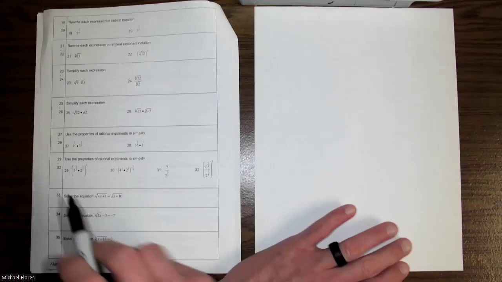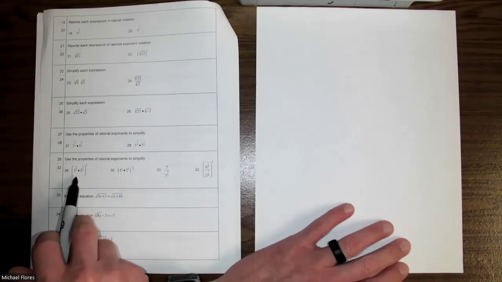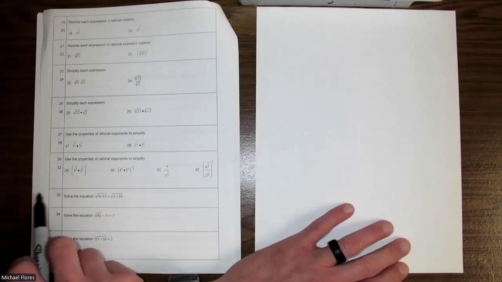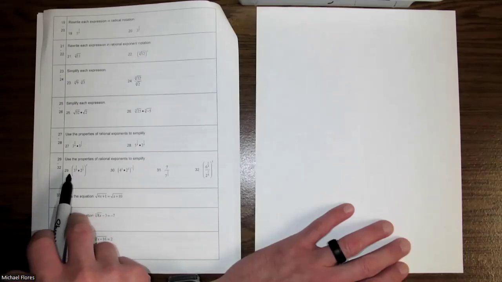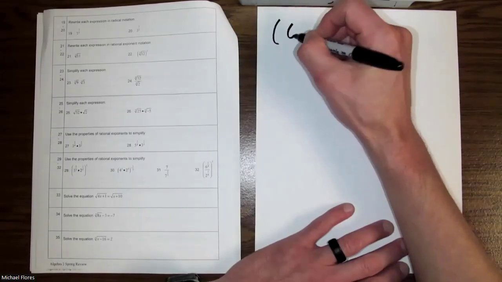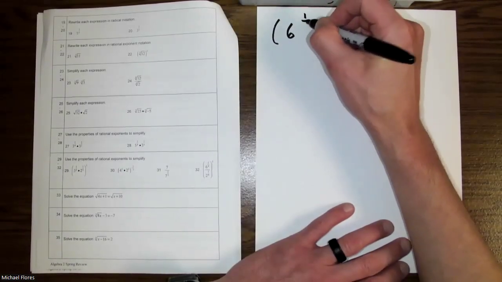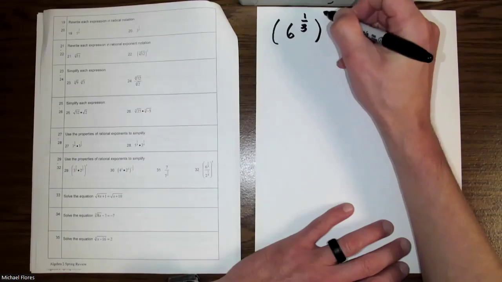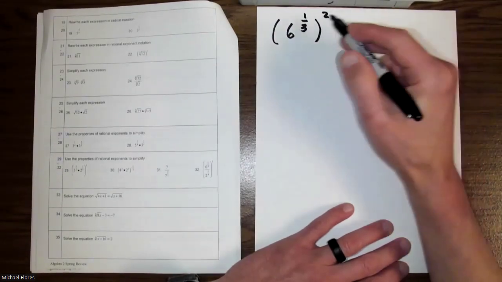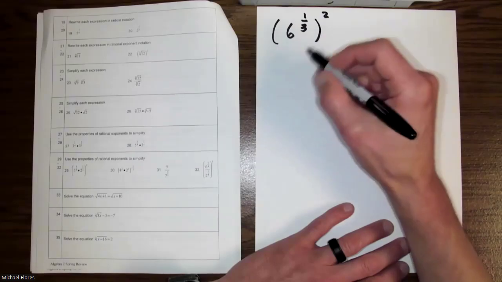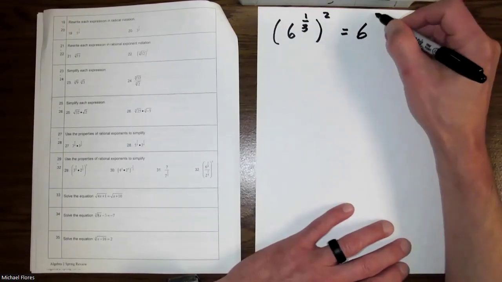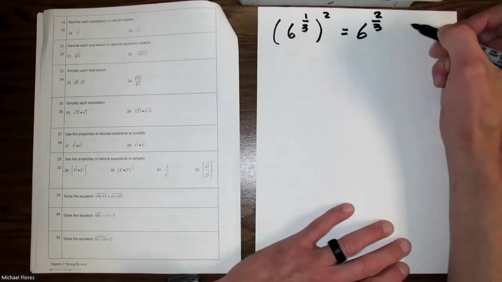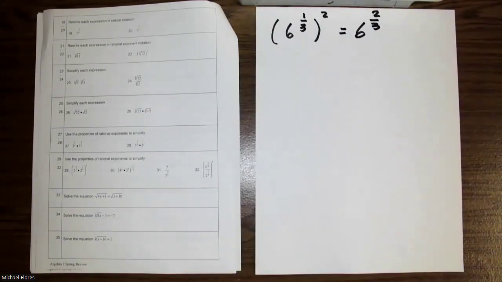Example 29. 3 to the 1/3 times 2 to the 1/3. Since we are dealing with different bases, but their exponents are the same, let's go ahead and multiply the bases. So 3 times 2, that's 6. 6 to the 1/3 squared. And now power to power rule. 1/3 times 2 is 6 to the 2/3. That's your final answer there.